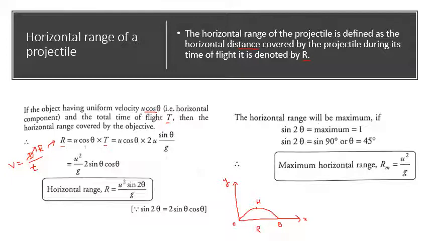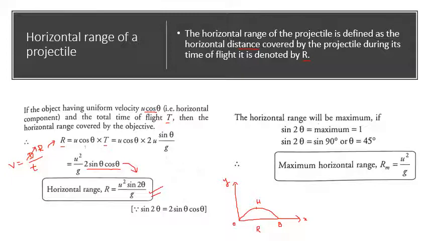Capital R equal to u squared into 2 sine theta into cos theta. What is 2 sine theta cos theta? Yes, sine 2 theta. This is one of your trigonometry formulas: sine 2 theta equal to 2 sine theta cos theta. So substitute sine 2 theta here, and you will get R equal to u squared sine 2 theta divided by g. So this is your horizontal range.